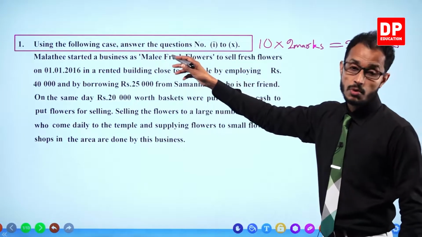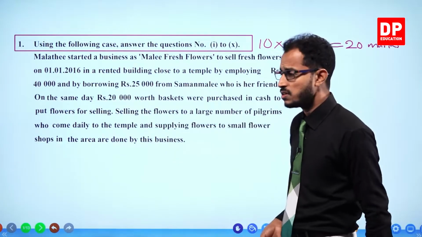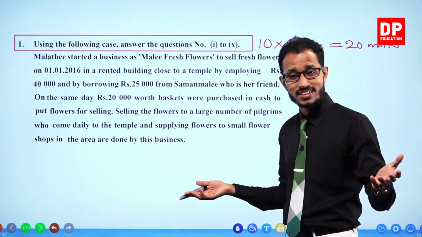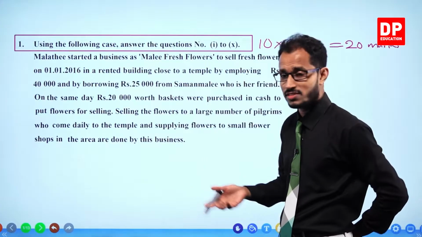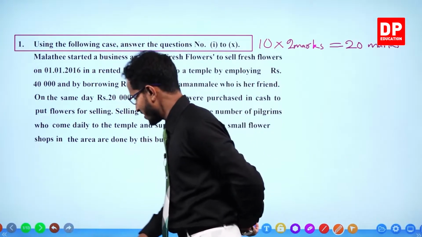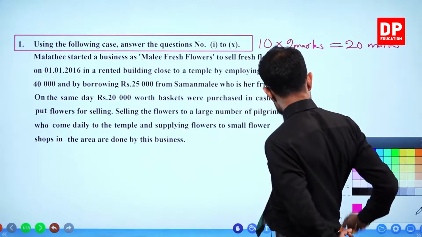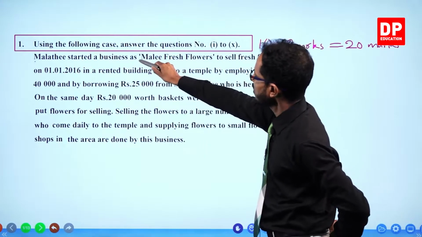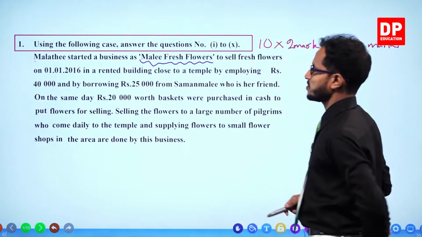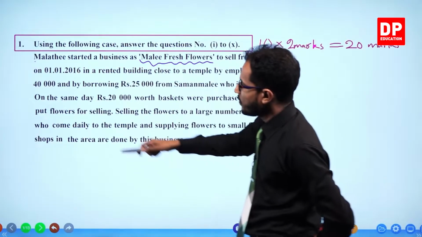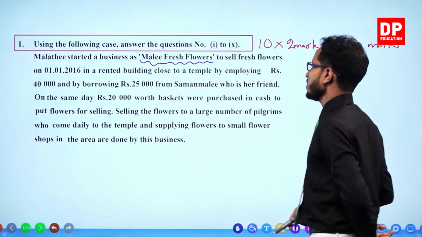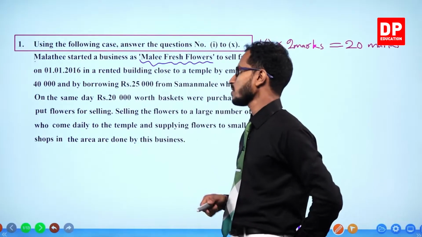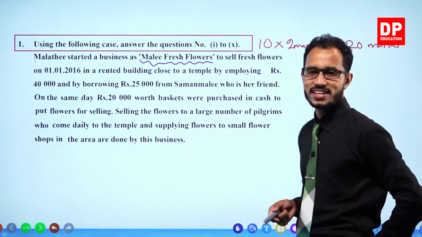So important question. Lot of marks. You want the marks? Do you want to score? Of course you do. Read it. Read it. Malati started business as Mali Fresh Flowers to sell fresh flowers on 1st January 2016, in a rented building close to a temple, by employing rupees 40,000 and by borrowing 25,000 from Saman Mali, who is her friend.